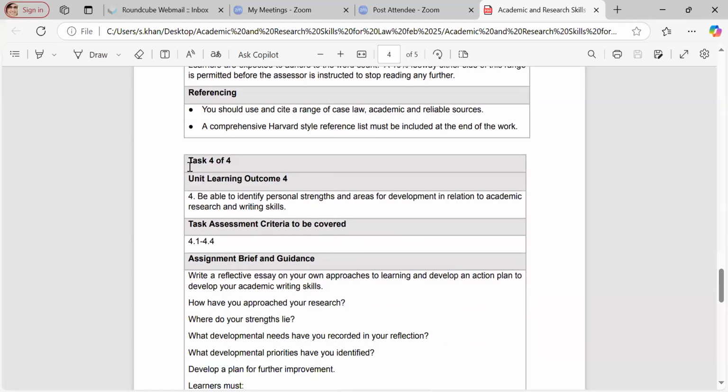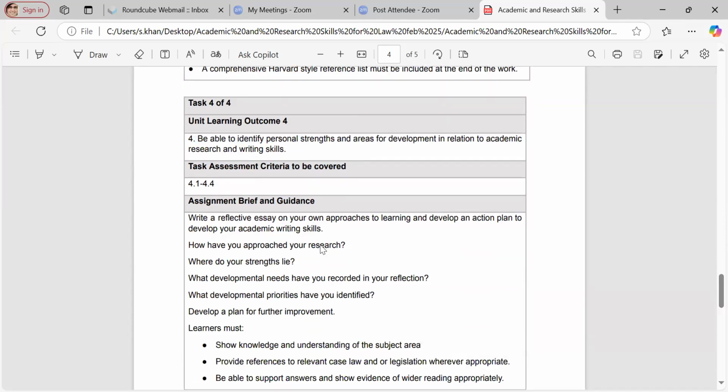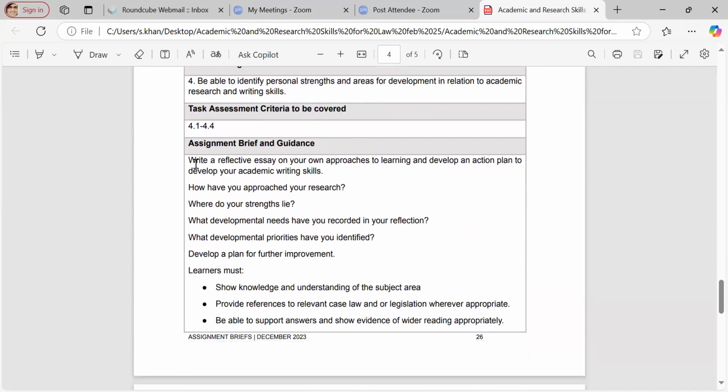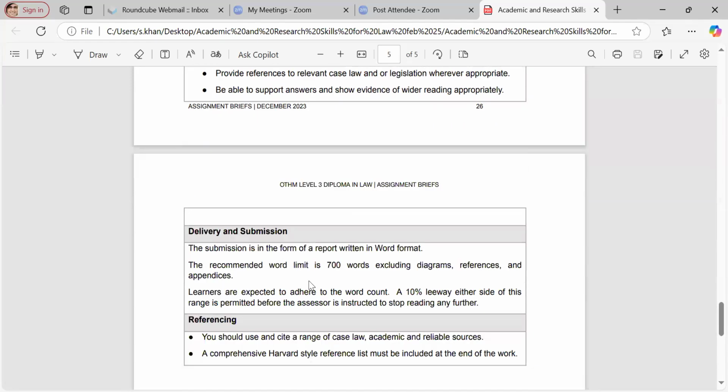Then you have task 4, and that is assessment criteria 4.1 to 4.4, and the unit learning outcome is learning outcome 4, to be able to identify personal strengths and areas for development in relation to academic research. So here you will be writing a reflective essay, as we looked at, and you have 1, 2, 3, 4, 5 things to do here. You need to make sure there's a heading for each one, and you're writing about each one. Here you have the element of 700 words. So altogether, it should be 2,500 words with a 10% leeway.